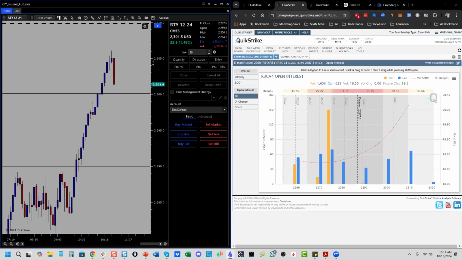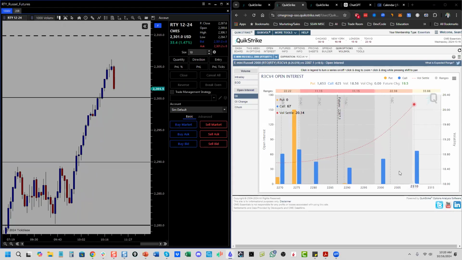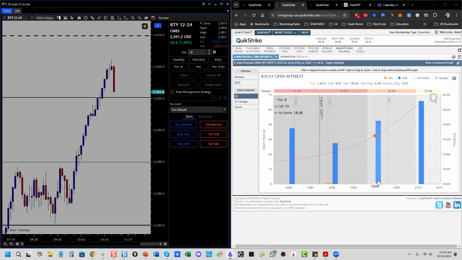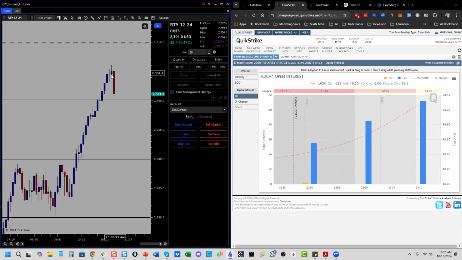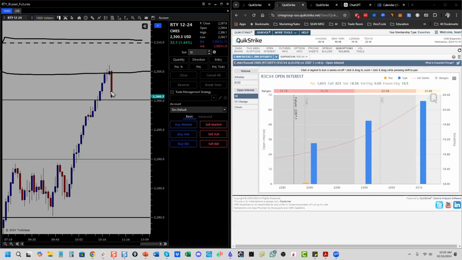Look at this. What are they doing? They're offloading here. But we're in the middle of no man's land. 2305, there's nothing going on here. 2310 to 2305, that's the buffer. You see that? That's the buffer zone. Now they started to offload, but they ran away.